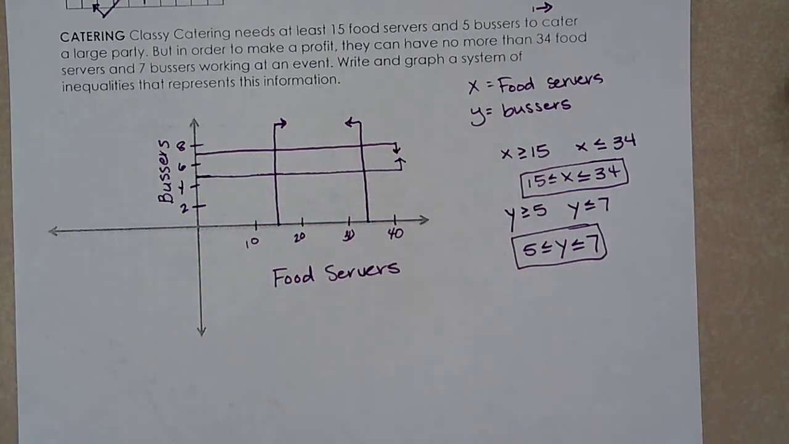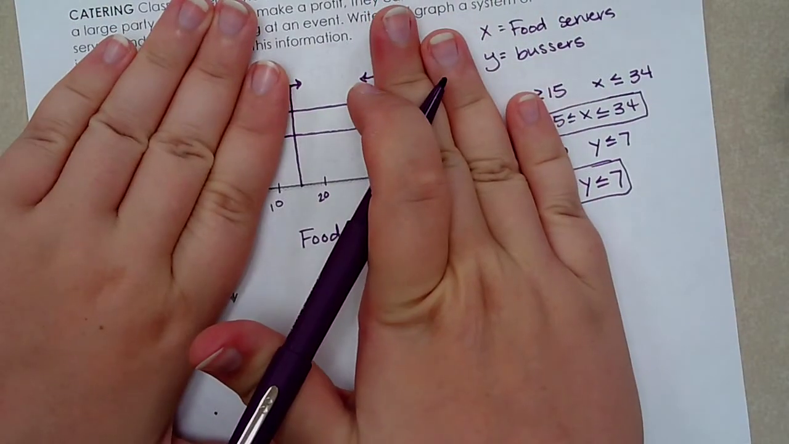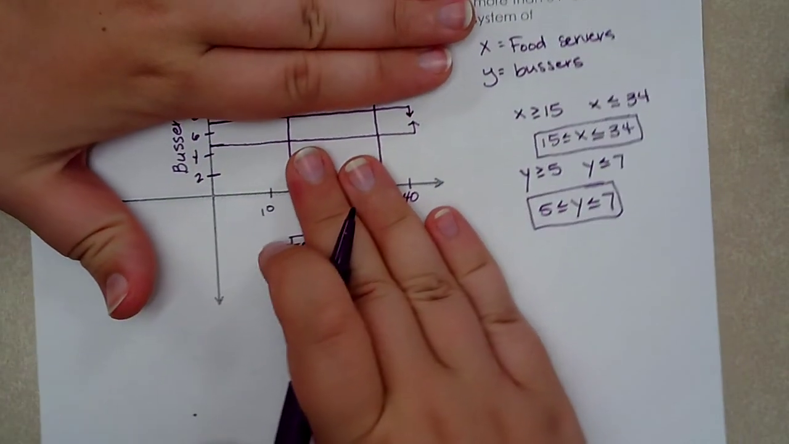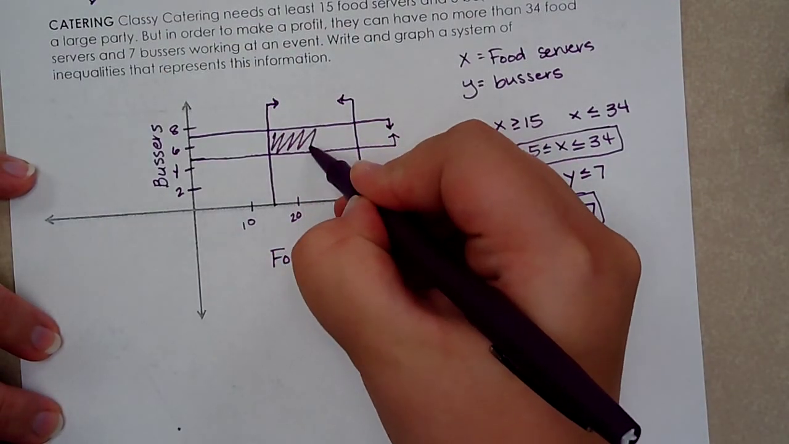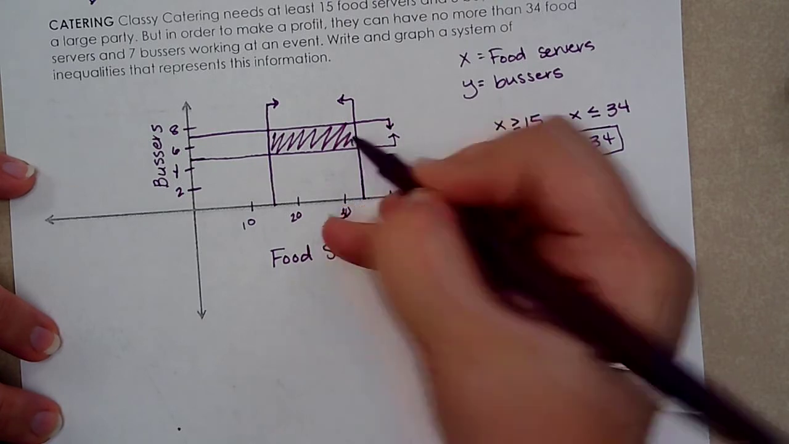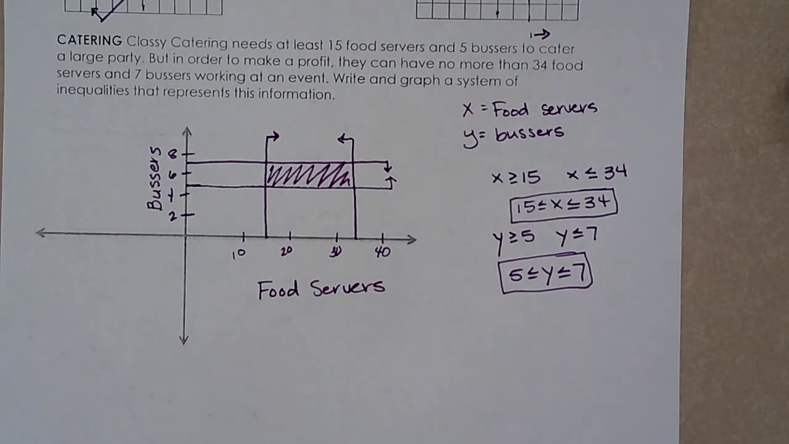We now have 4 intersections that we need to work with. So it has to be between these two and between these two. So the area of servers we could have is right in the middle. So now you've seen it with 2, 3, and 4 different inequalities. At this point, you should be able to do your homework. If you have any questions, don't hesitate to let me know.